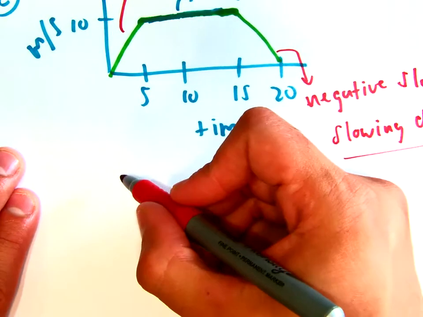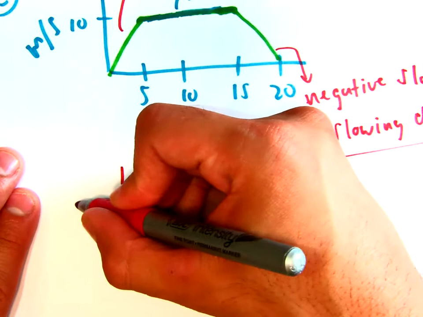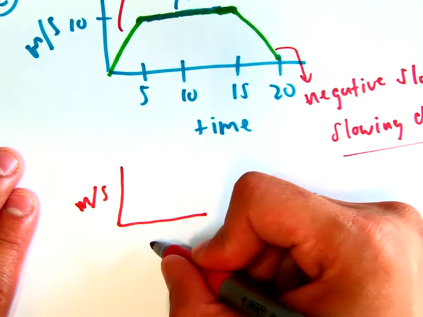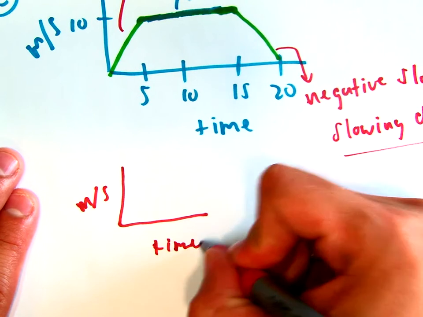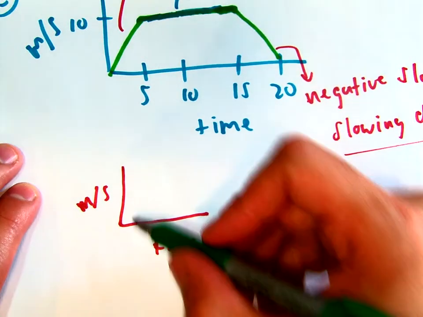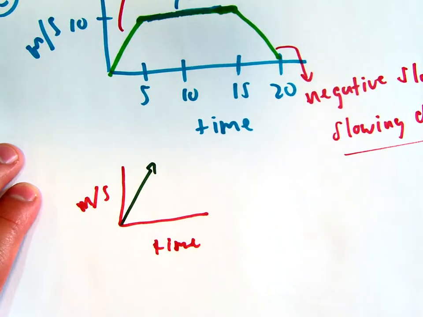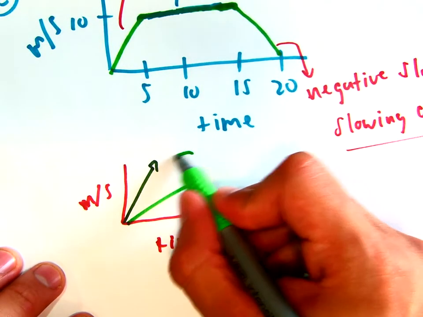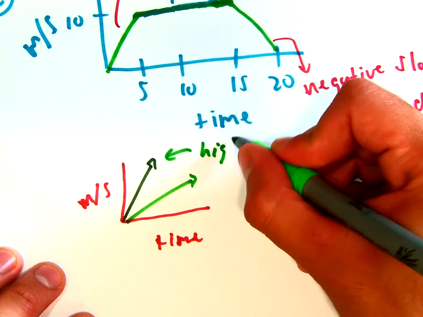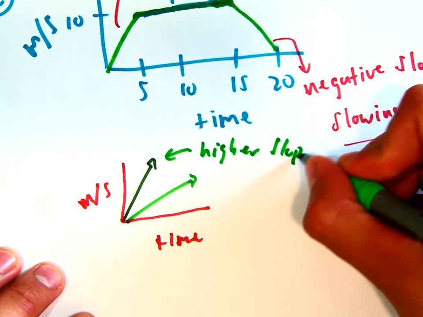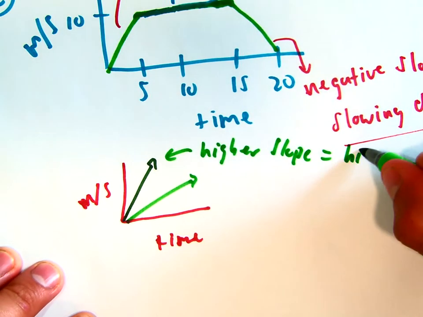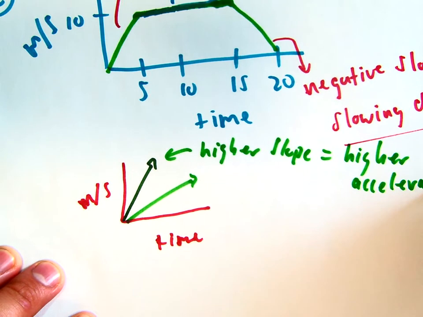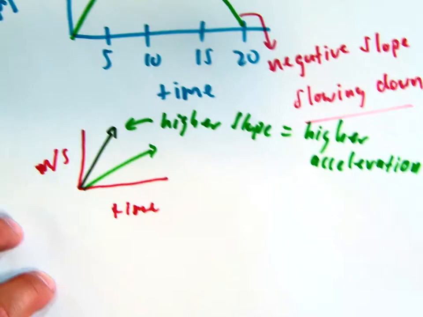So again, if this is a graph and we have meters per second here, and we have time here, right? And we have two lines. We have a line that goes like that, and we have a line that goes like that. Well, higher slope just means higher acceleration. Okay? What does that mean? That means our speed is changing faster.